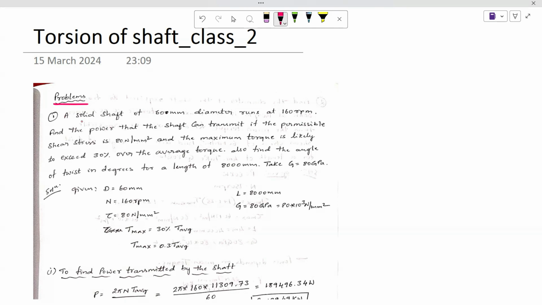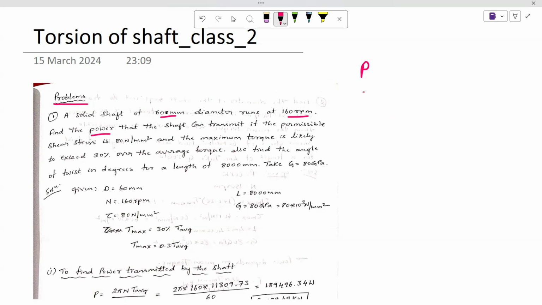Now, in this problem, a solid shaft of 60 diameter runs at 160 RPM. The first thing you need to find out is the power that the shaft can transmit if the permissible shear stress, which is the maximum shear stress, is 80 Newton per millimeter square, and the maximum torque is likely to exceed the average torque by 30%.